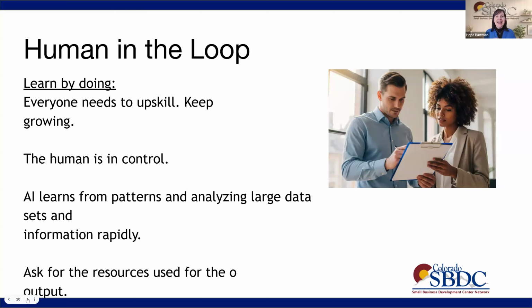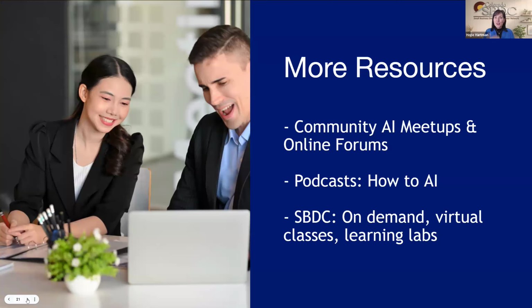And you can also ask the AI for the resources it used. So especially when people use this for research, you can say, and cite the resources. And then you can check to make sure that those are real and it wasn't some hallucination or something that the AI made up. More resources for you to consider.